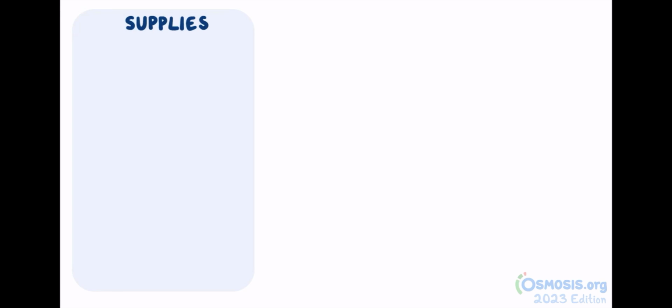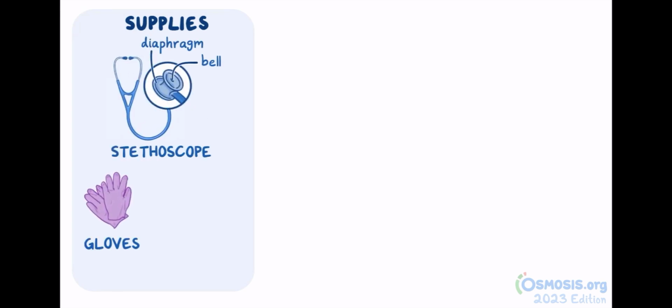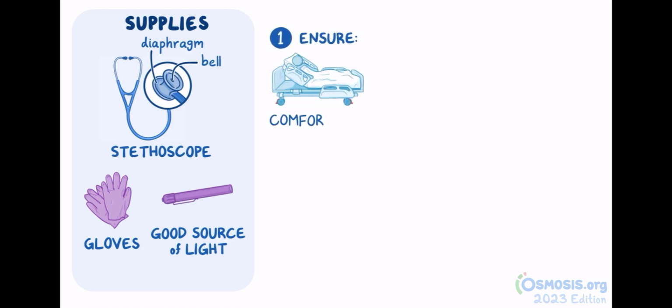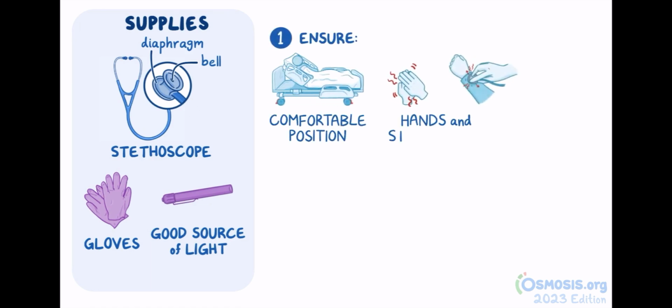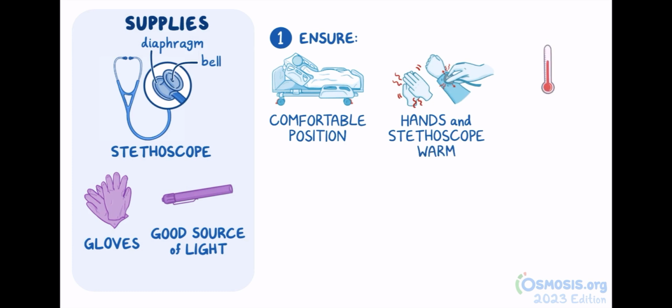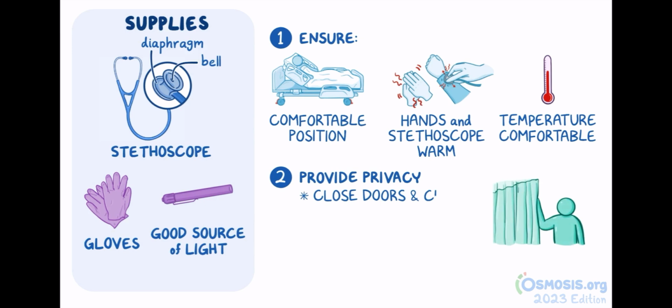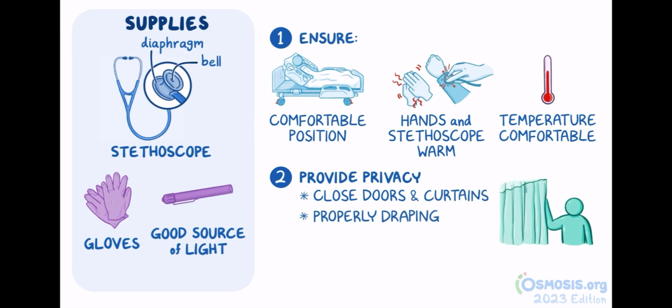Okay, the supplies you'll need for your assessment include a stethoscope with a diaphragm and bell, gloves, and a good source of light. Then prepare for the exam by ensuring your client is in a comfortable position, that your hands and stethoscope are warm, and that the temperature in the room is comfortable. Provide privacy by closing the door and curtains, properly draping your client, and only exposing areas of their body as needed to perform your examination.